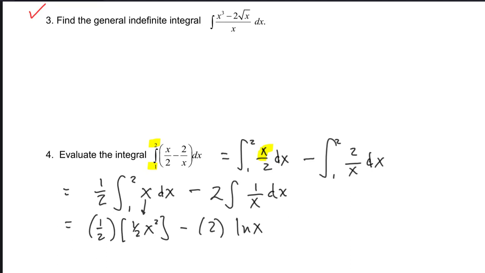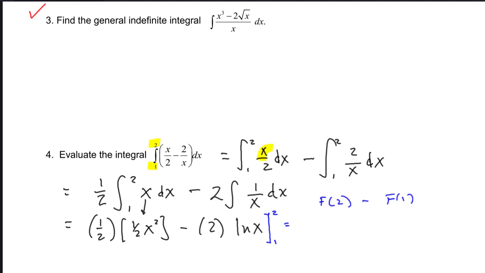Now I'm going to evaluate this, and we put this bar or this bracket here to say we're going to evaluate between 1 and 2. So essentially what I'm saying here is we have to do f of b, plug in 2, well, let's just say 2, f of 2 minus f of 1. That's the fundamental theorem of calculus. So all I have to do is plug that stuff in.